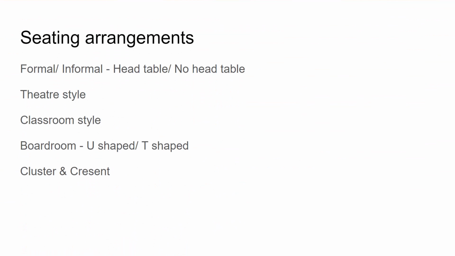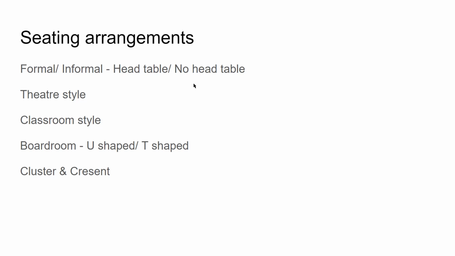Today we are discussing seating arrangements. We are talking about seating arrangements which are used for banqueting functions. Broadly, the seating arrangement can be classified as formal and informal. The formal seating arrangement will contain a head table, whereas an informal seating arrangement will not contain a head table.